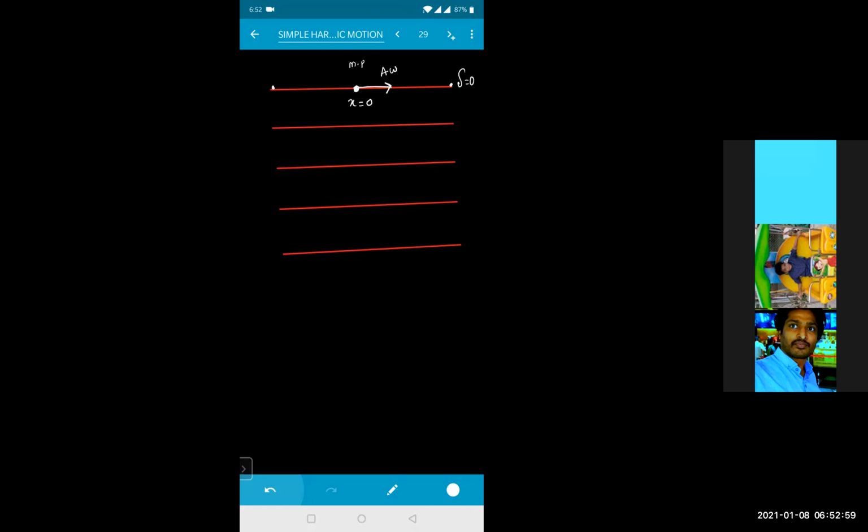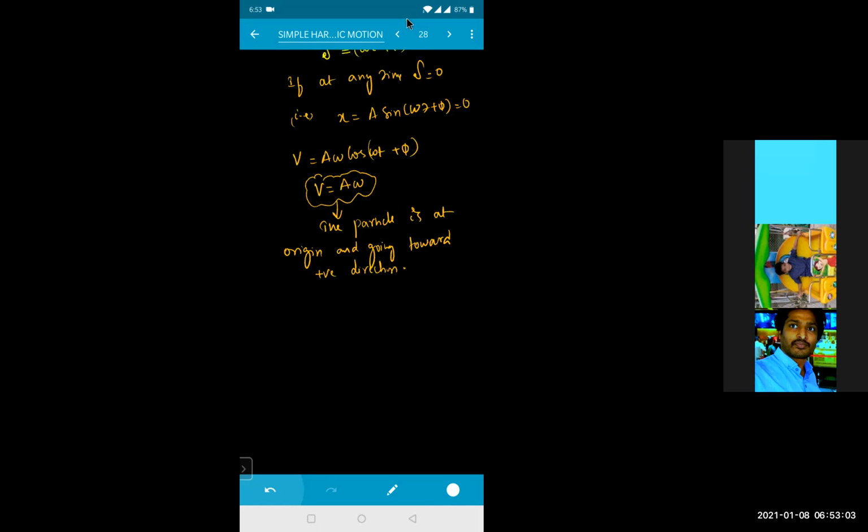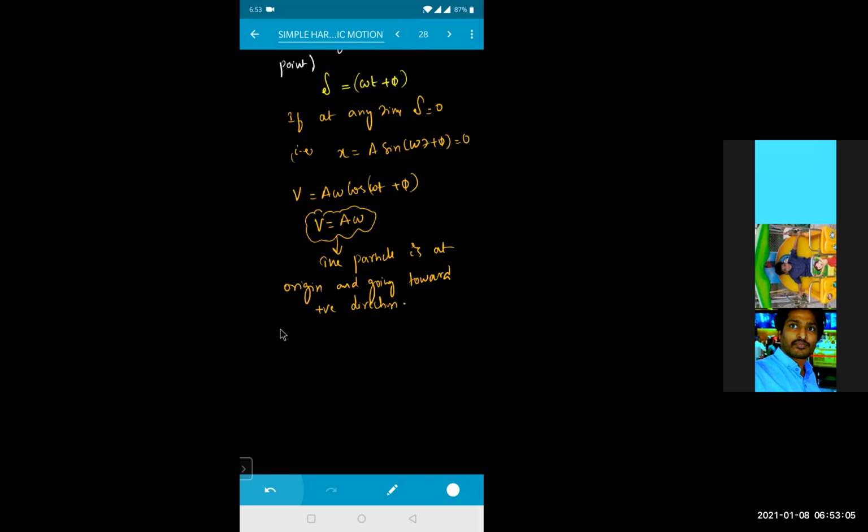In the same way, in the previous case, at any time if I take tau equal to 0, we got x is equal to 0 and velocity is equal to A into omega. Now, if I take the phase value tau equal to pi by 2, can you tell me what is the value of x?